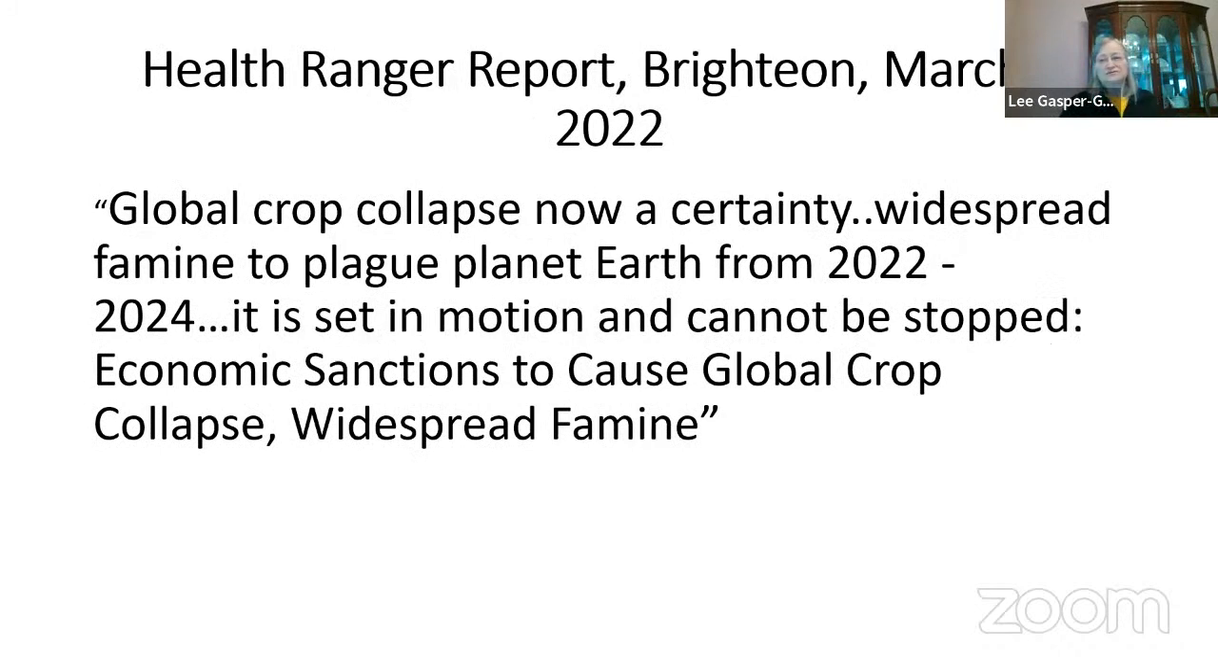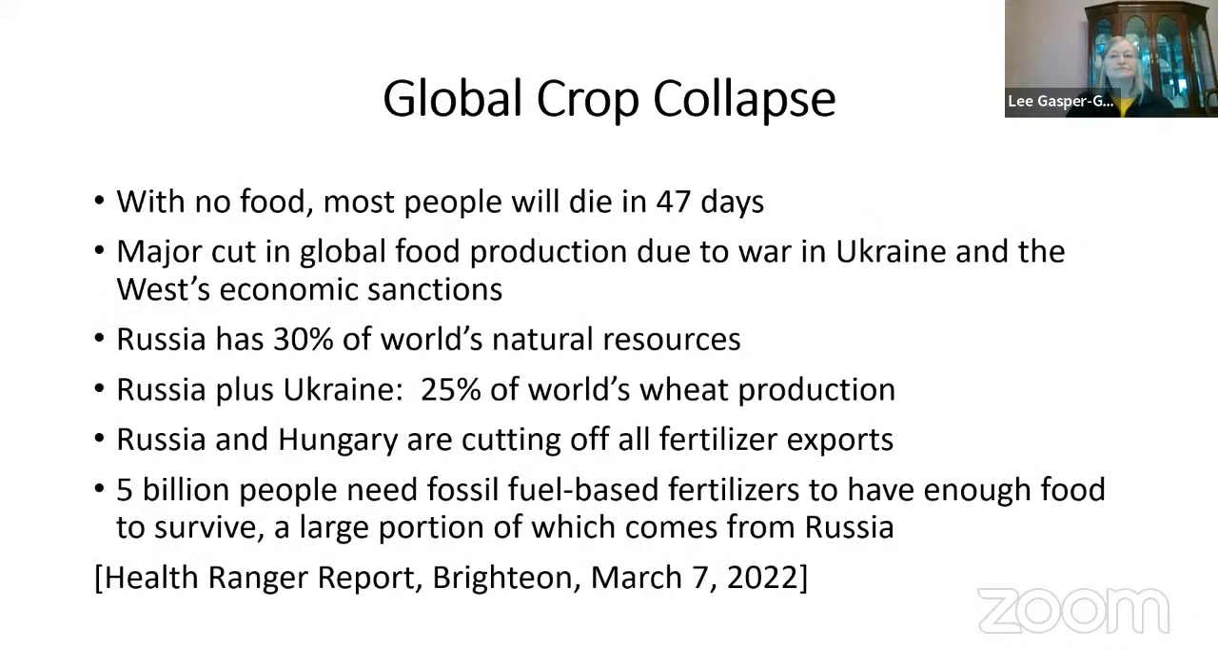So another Health Ranger report given on March 7th, so just here recently, was entitled this, and this is a pretty scary title. Global crop collapse, now a certainty. Widespread famine to plague planet Earth from 2022 to 2024. It is set in motion and cannot be stopped. Economic sanctions to cause global crop collapse, widespread famine. So looking at that crop collapse, with no food, most people will die in 47 days. There's been a major cut in global food production due to war in Ukraine and the West's economic sanctions.